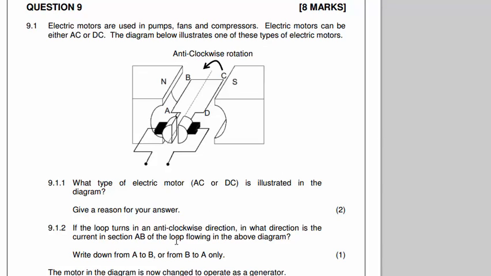Okay. If the loop turns in an anti-clockwise direction, so they tell me in what direction the loop turns, in what direction is the current in section AB? So in this part, is the current going towards me or away from me? Is it going from A to B or from B to A? So again, we'll take our left hand, we'll put the back of our hand from north, the front of our fingers towards south. Okay, so we're going in that direction, and now I must see what is happening to AB. Is AB being pushed up or being pushed down? It's being pushed down. So if it's being pushed down, direction is from B to A. Make sense?